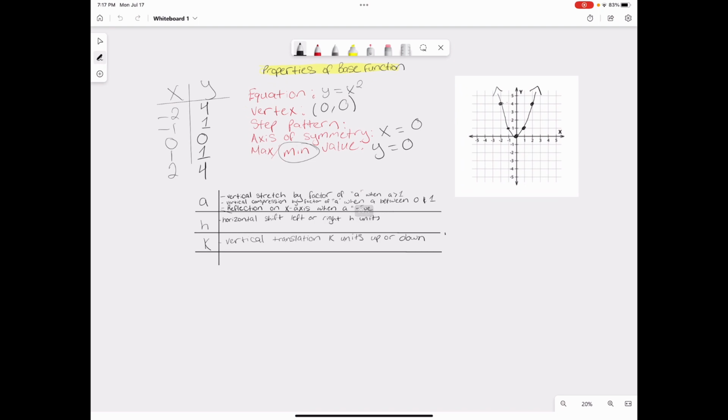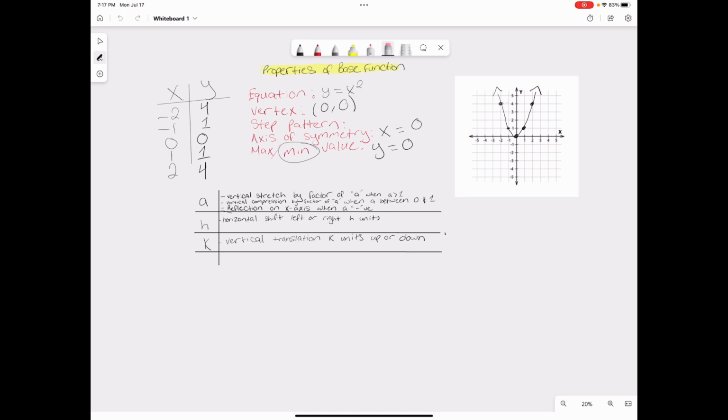An example of this could be y equals -3x squared. For example, the a value would be -3 right here in front of the x squared, and so this would be a reflection on the x-axis because the a value is negative, and it would be a vertical stretch by a factor of 3.